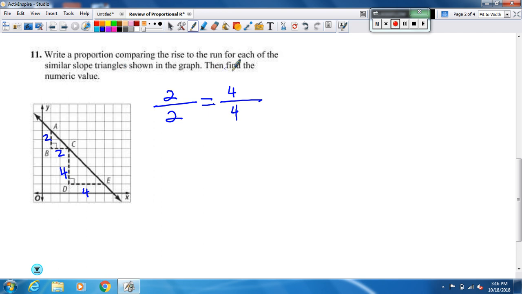And then it says, then find the numeric value. Well, the numeric value is what you get when you simplify those. So 2 divided by 2 is 1, and 4 divided by 4 is 1. So the numeric value is 1.